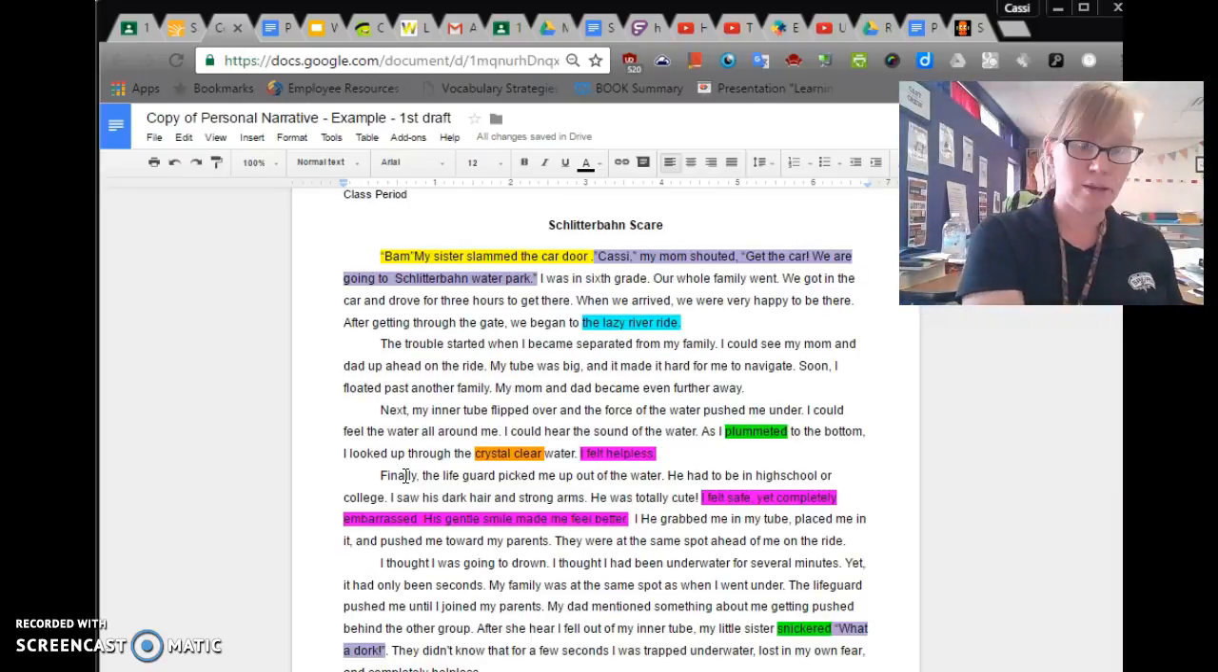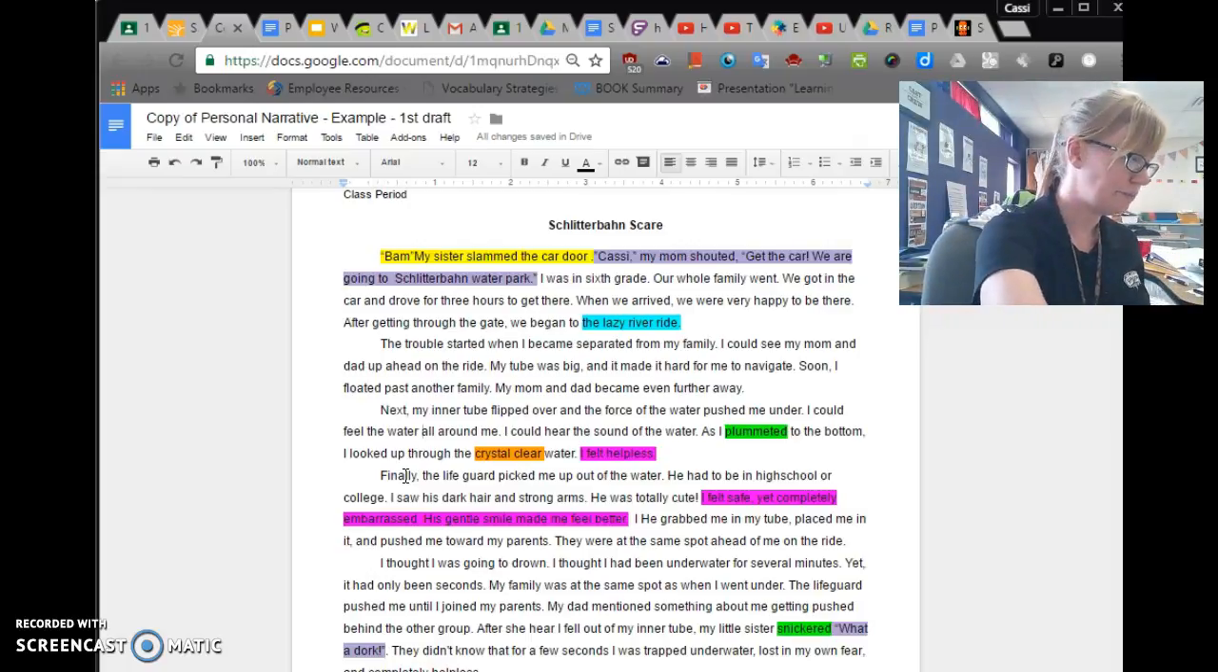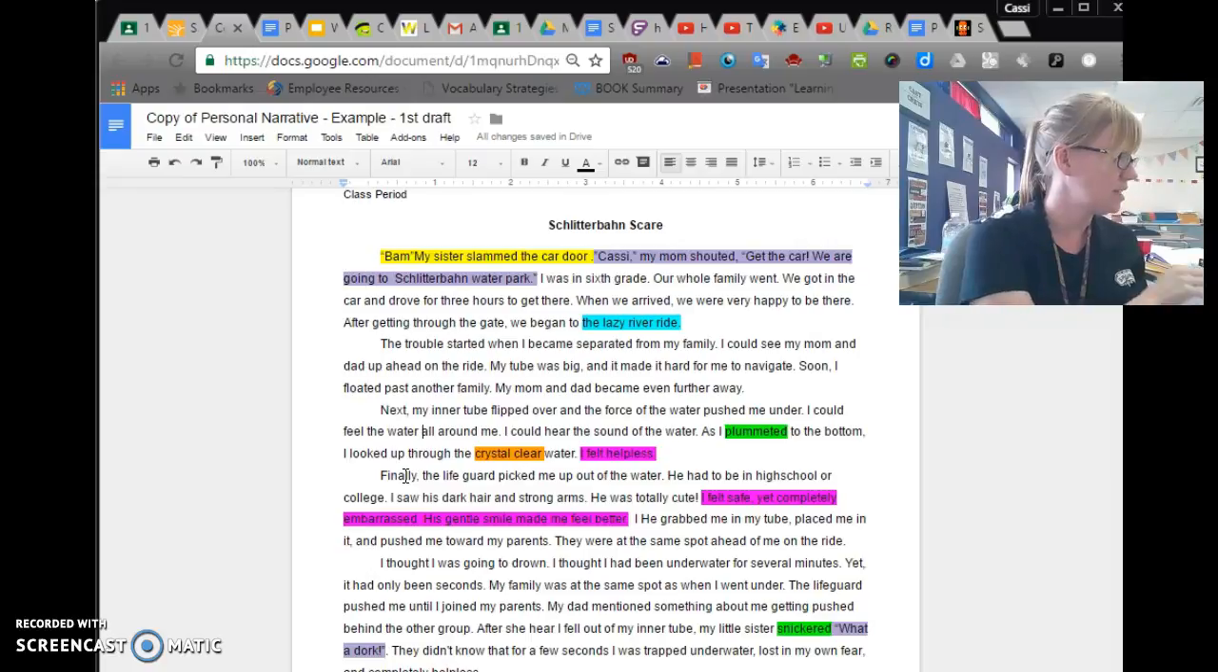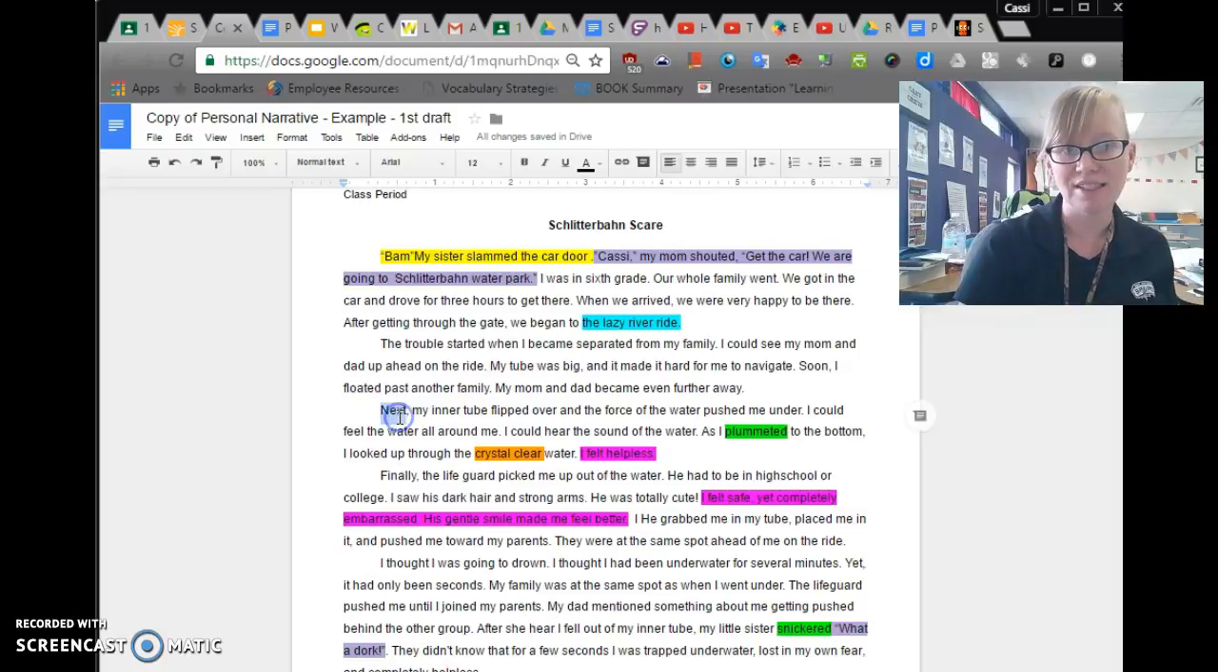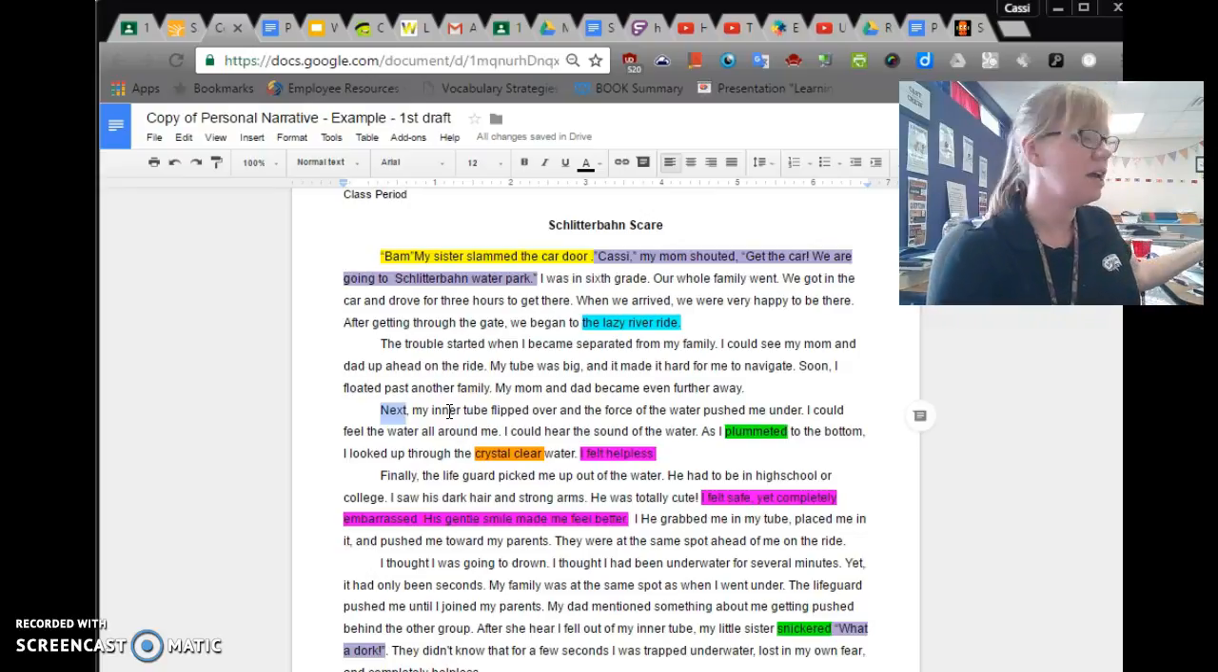And it gives me several examples. I have ones here that say things like, at the present time, from time to time, sooner or later, to begin with, in the meantime, in the first place, all of a sudden, or at that instance. If I look here when it says next, my inner tube flipped over, I think it would be a really cool idea if it said all of a sudden my inner tube flipped over.